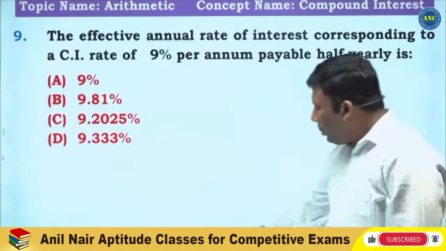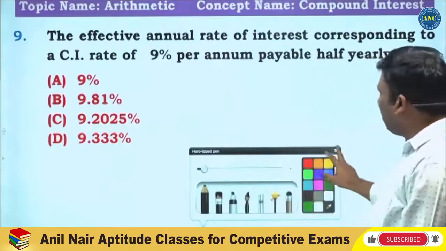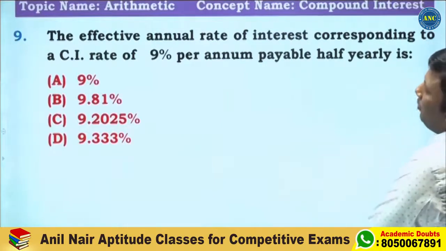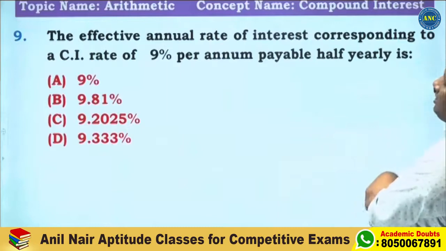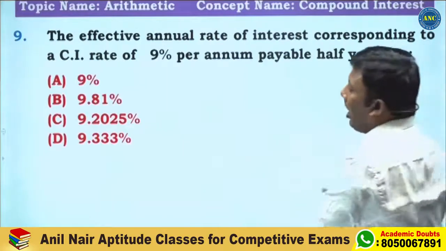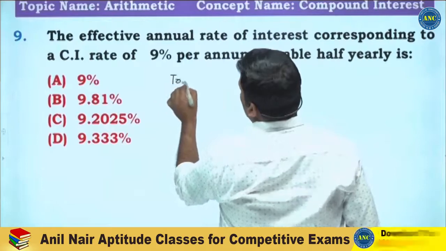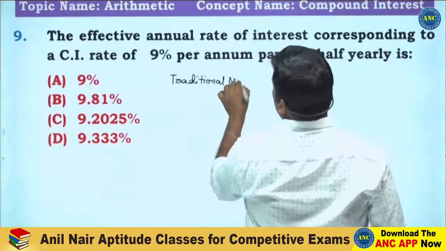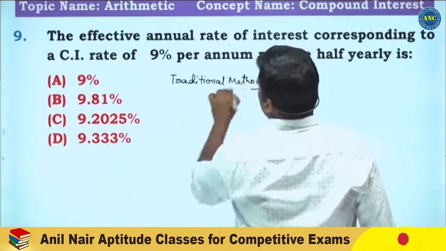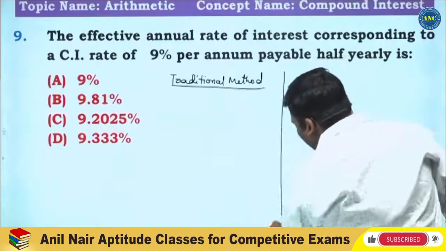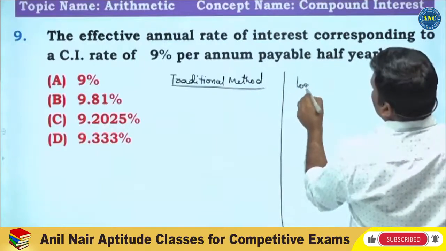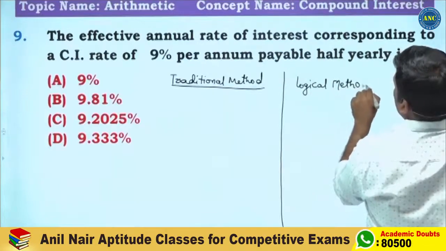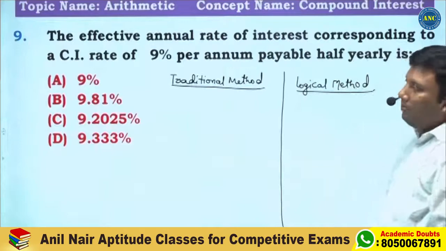Now, see here. The effective annual rate of interest corresponding to a compound interest at a rate of 9% per annum, payable half yearly. Now, see here. First we will do the traditional method, then I will do Anil Nair's way of solving. Logical method. My methods are very, very logical by nature. Logical method to solve the problem.